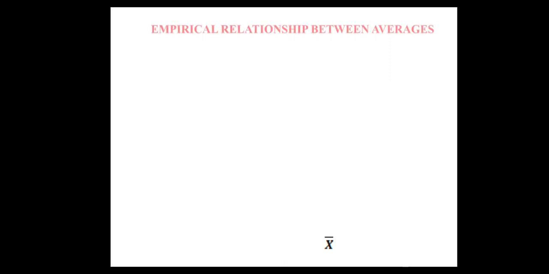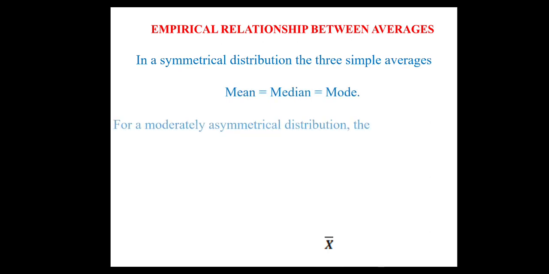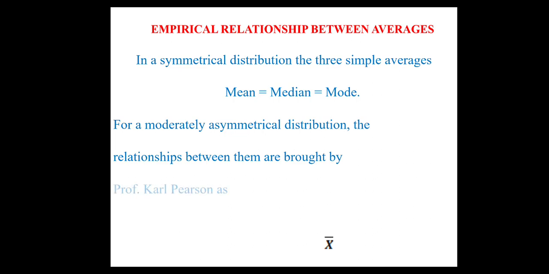Now, the empirical relationship between averages. In a symmetrical distribution, the three simple averages, that is mean, median and mode, are equal. In a moderately asymmetrical distribution, the relationship between them was given by Professor Karl Pearson. When mode, median and mean are not equal, we can use this formula: mode equals 3 times median minus twice mean. It's a simple notation format.